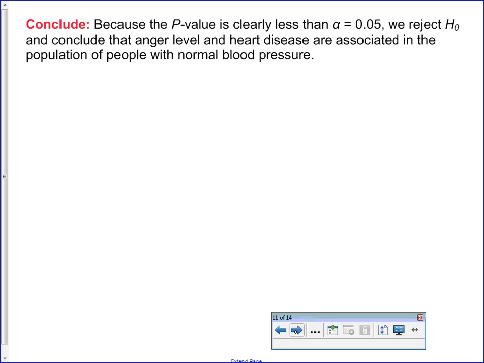So we are going to reject our null hypothesis and say there is statistically significant evidence of the alternative hypothesis. Because the p-value is clearly less than alpha, we reject the null hypothesis and conclude that anger level and heart disease are associated in the population of people with normal blood pressure. There is an association between the two variables.